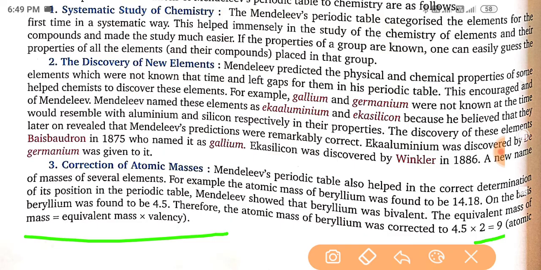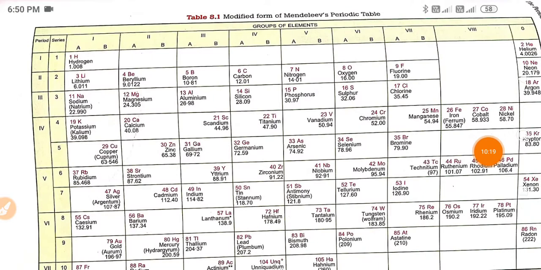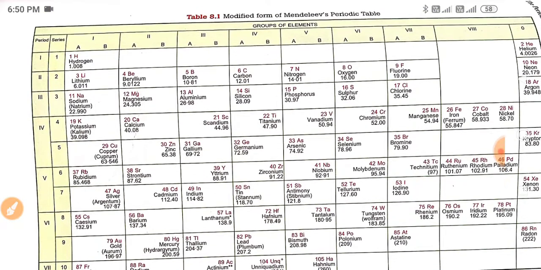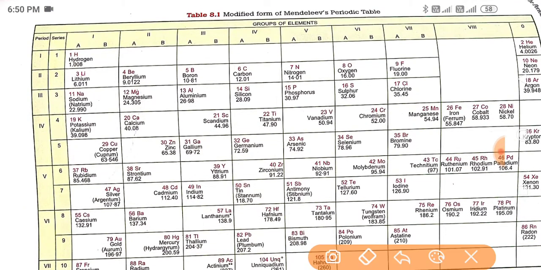So while you're reading, you have to see the modified form of Mendeleev's periodic table, and you will understand very easily. Okay, so you can see here that there are 10 series, and these are the 7 periods in the Mendeleev table. And these are the groups which were divided from first to 8th, and one zero group where noble gases are put here. You can see here.